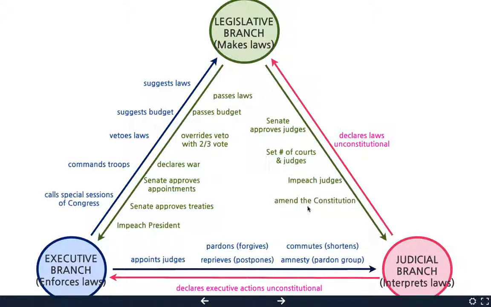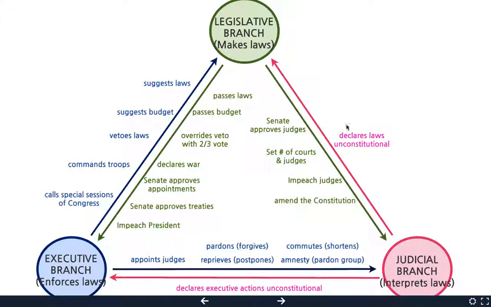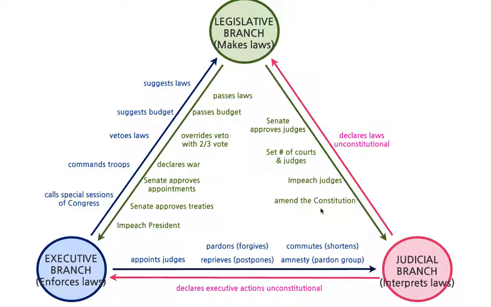The legislative branch can also amend the Constitution. Amend, hopefully you remember what that means, but if you don't, amend means to change the Constitution. And so say the judicial branch declares a law unconstitutional, Congress can come back in and change the Constitution and make it constitutional. Now, in order to do that, either 2/3 of the states or 2/3 of Congress have got to come together and say that they want to amend or to change the Constitution.